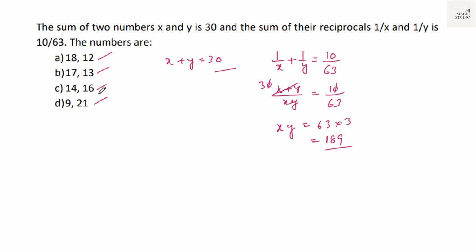Now we can play with the options. Sum is 30 and 189, 9 into 21 is 189. Option D is the pick. No need to frame an equation and solve. Overall, this is 10 by 63, and 63 is 9 into 7. Out of these options, 18, 12, no 7 is there. If we take the LCM of 14, 16, there we have 7 but no 3. Here, the LCM of 9 and 21 comes out to be 63. Whatever hits your mind at that particular time, if options are there, go for it and kill it.